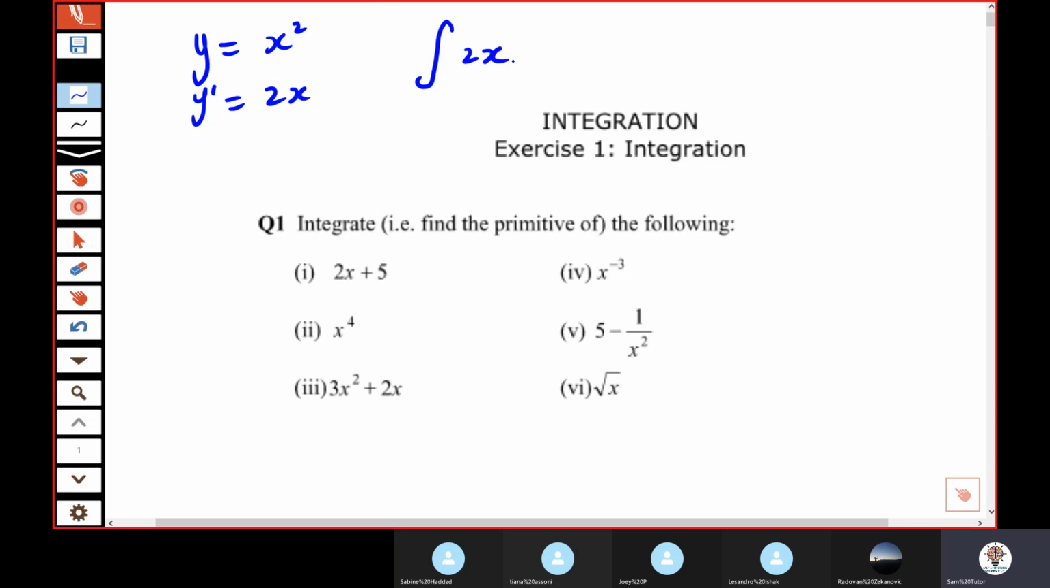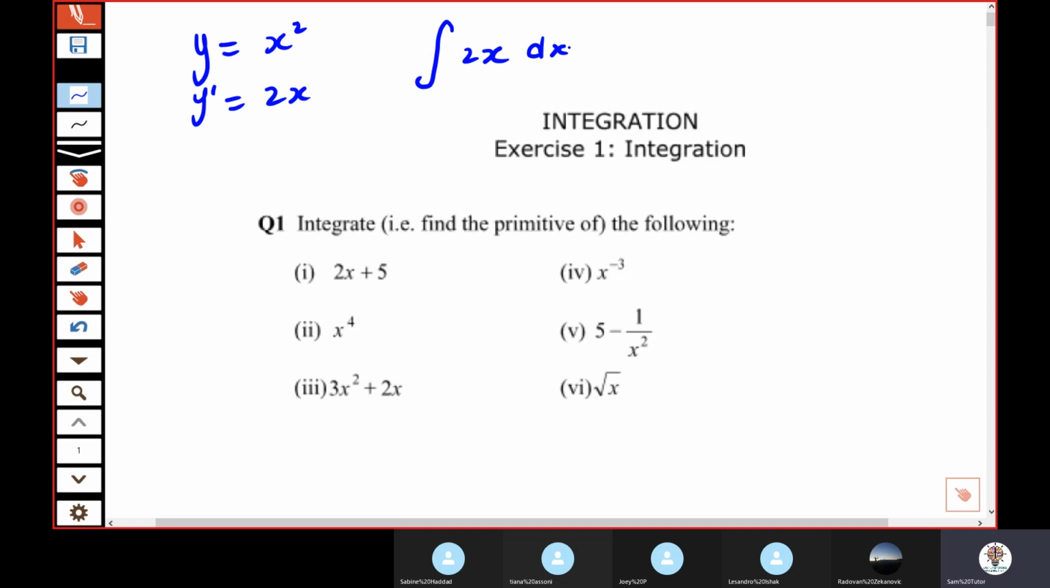You can't ever have just integrate of 2x. There has to be something attached to the integral sign, which is always going to be d and then the letter that you're integrating. So if it was y's here, you'll do dy. But 99% of the time it's going to be x. So integrate 2x dx.